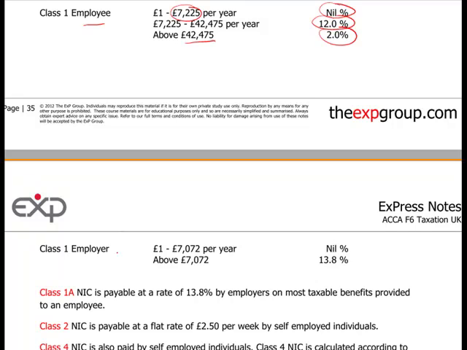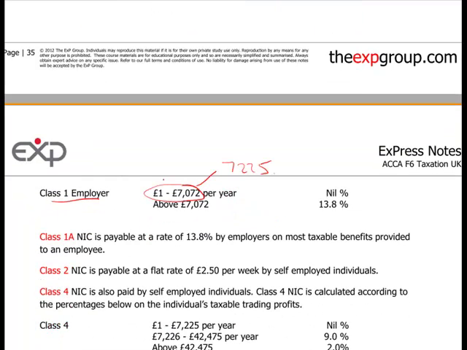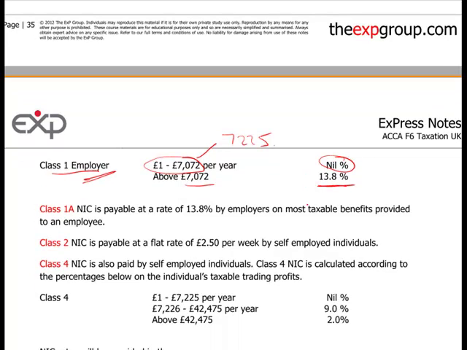Class 1 secondary is 7,072. Notice before it was 7,225, so it's a lower number again. I guess employers, companies don't have votes. Above 7,072, it's 13.8%. And as I say, 1A is on most taxable benefits provided by an employer. So if you have a company car, calculate the benefit, that's going to be taxed on the individual. The employer will have to pay some national insurance at 13.8% on that benefit in kind.